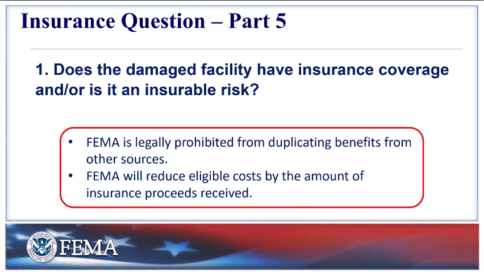We're still on Part 5, insurance. Does the damaged facility have insurance, and or is it an insurable risk? This is confirmation from our applicant, on behalf of our applicant, of whether or not the facility is covered. FEMA is legally prohibited from duplicating benefits from other sources, and FEMA will reduce eligible costs by the amount of insurance proceeds received. So again, this is just identifying or confirming whether there is insurance on the facility.